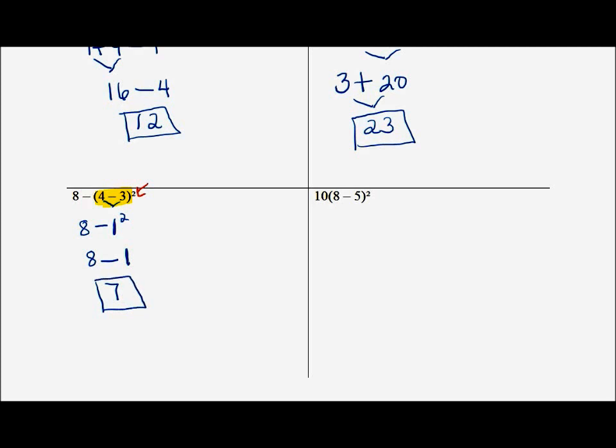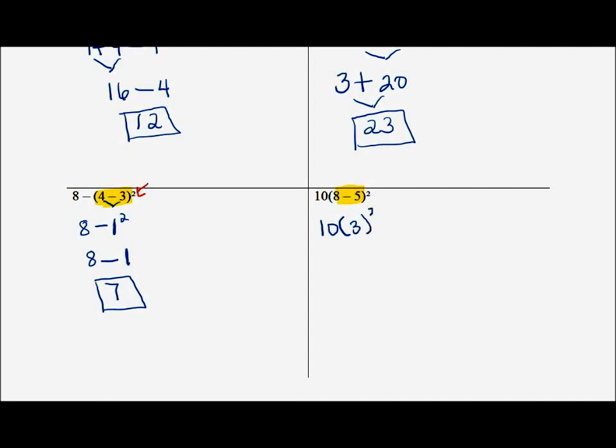And then this last one that we're going to do together, once again, we have grouping symbols. So that's going to be 10. I'm going to keep the parentheses because this is 10 times. I know I'm going to have to multiply again at some point. 8 minus 5 is 3.